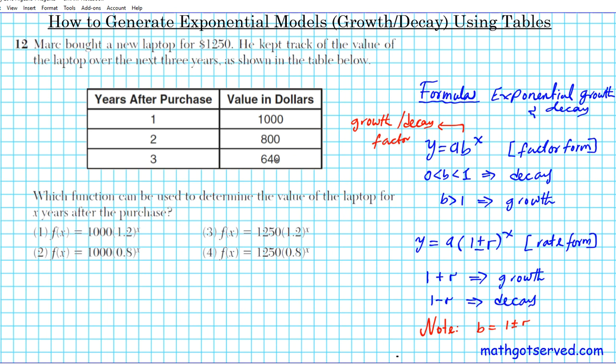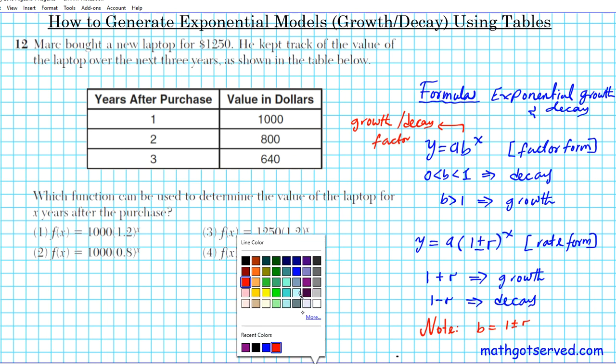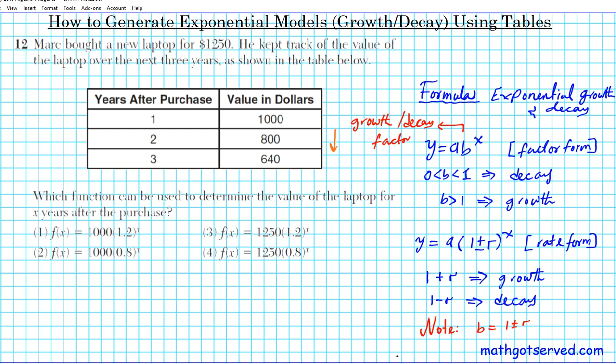Okay, so let's look at what we have here. First of all, I'm going to show you the quick way to do this, and then we'll go over all the steps so that you can see how to do it in detail. So if you just observe what's happening here, at 0 years after purchase, we have 1,250. 1 year after is 1,000, then 800, then 640. What's happening is that the amount is doing what? Is it going up or down? The amount is going down, which indicates a decay. Okay, so it's decreasing, which indicates decay.